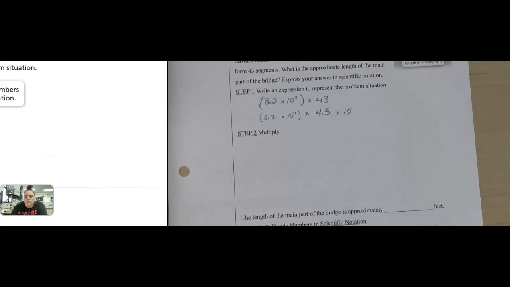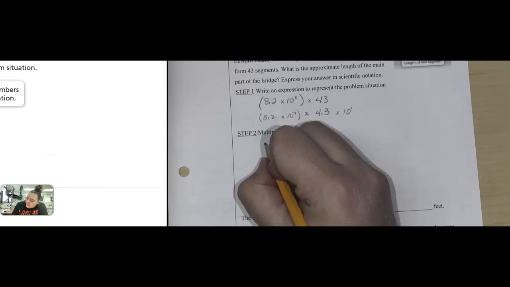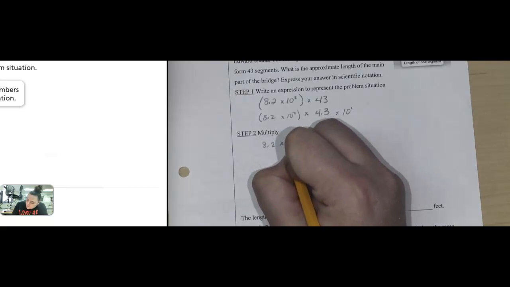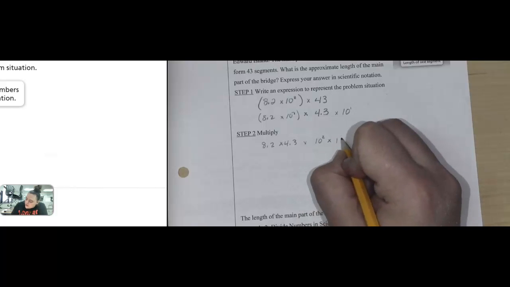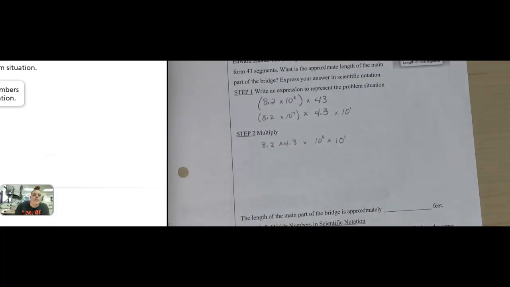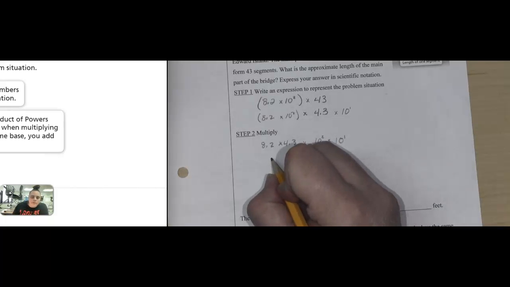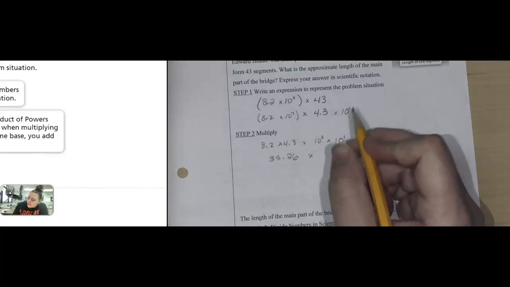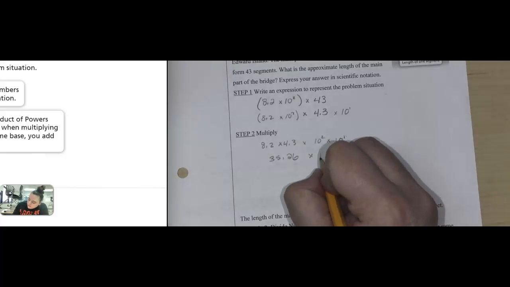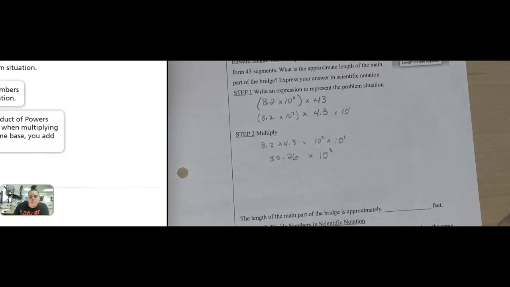Now we simply multiply. Because we can multiply in any order we want, take 8.2 times 4.3, and then we'll multiply 10 squared times 10 to the first. So when we do this, see how we rearrange this, red numbers, blue numbers. 8.2 times 4.3 ends up being 35.26, and our power of 10, we have 2 plus 1, so we'll get 10 cubed.